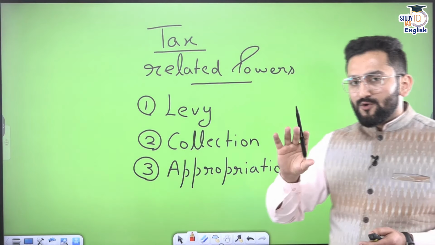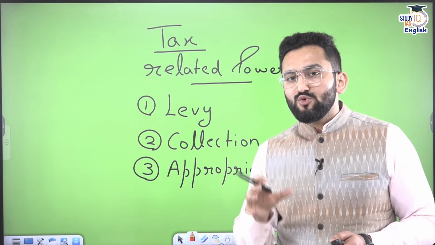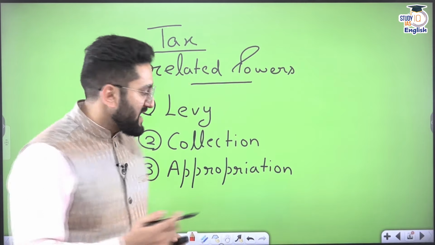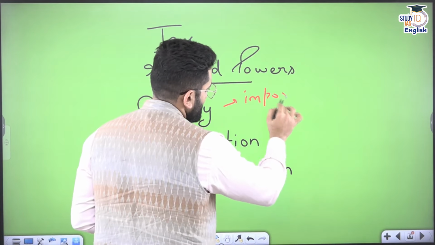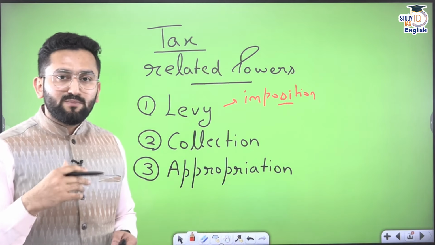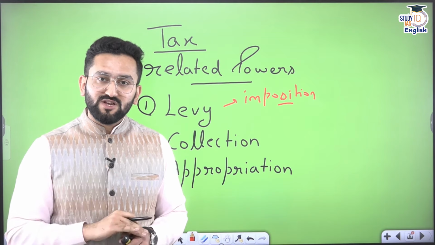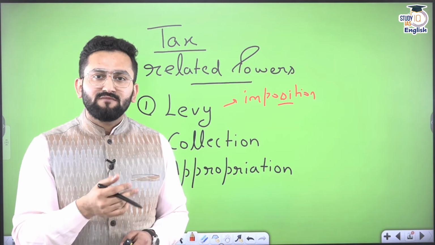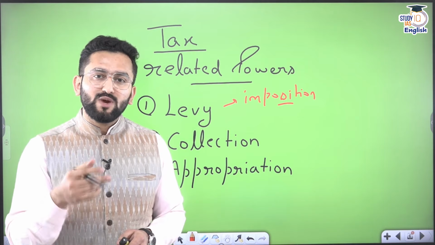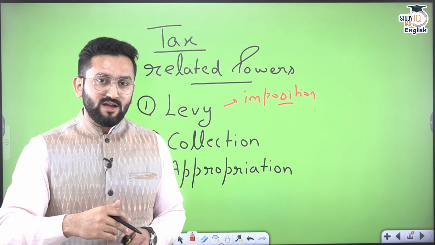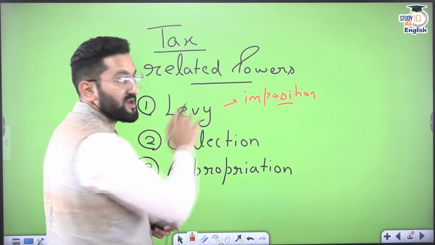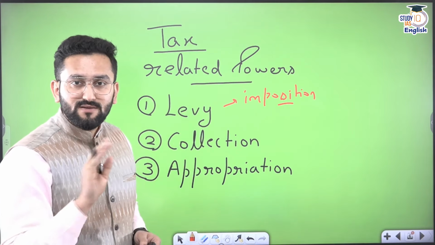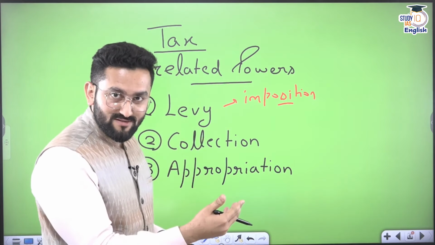Now, we have to talk about tax, and three terms are going to be used in this video: levy, collection, appropriation. What's the difference between these? Levy means imposition. Take the example of income tax. We wait for the budget day, and we want to see what kind of changes are made on income tax. Why do we wait for the union government budget when it comes to income tax slabs? Why not a state government budget? The simple reason is that the power to impose, the power to levy tax on income, is with the center only, not with the state. So levy means imposition, lagana.